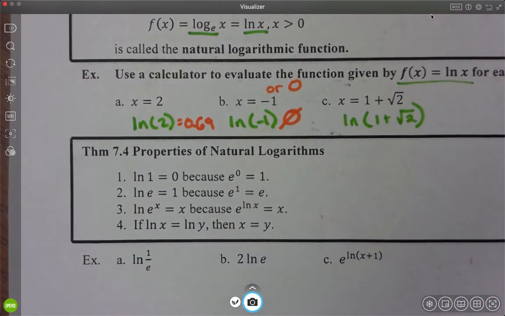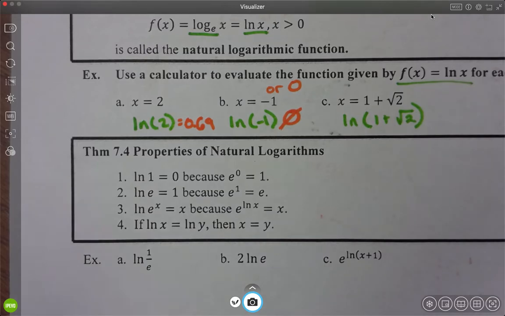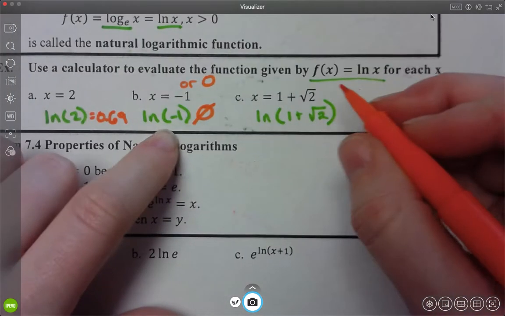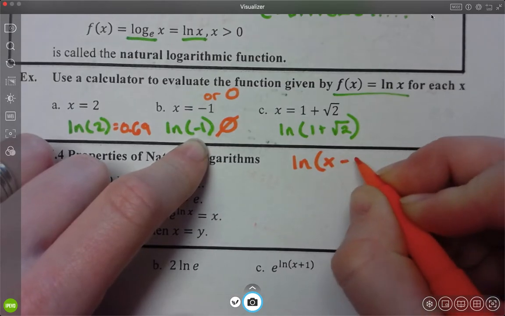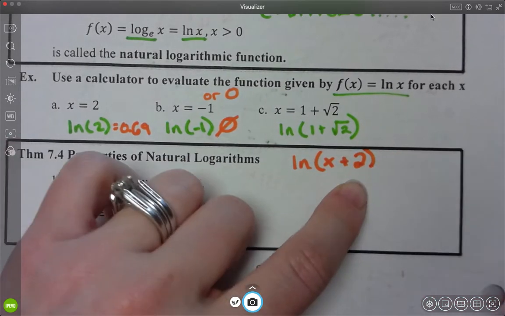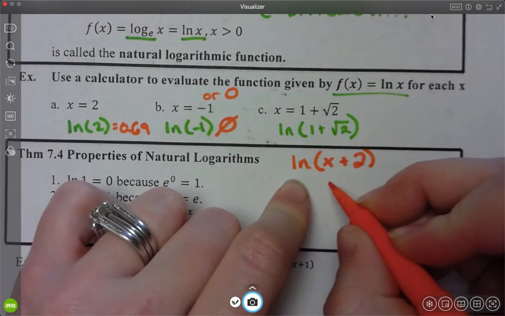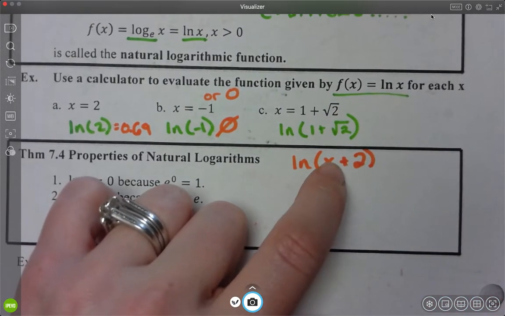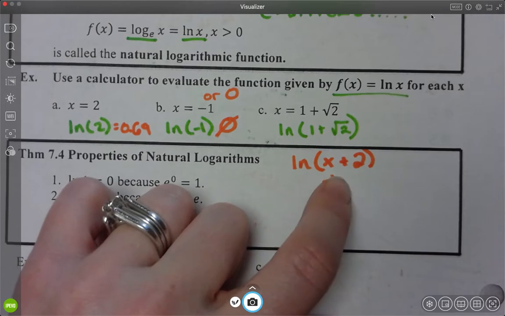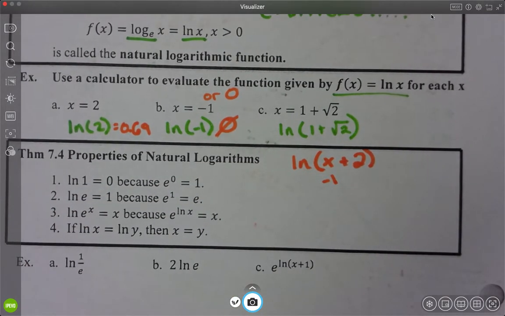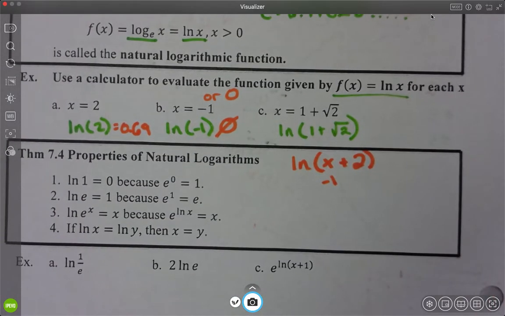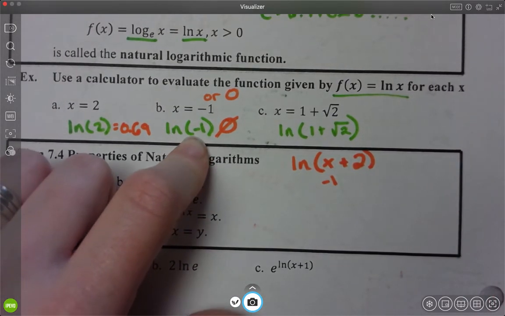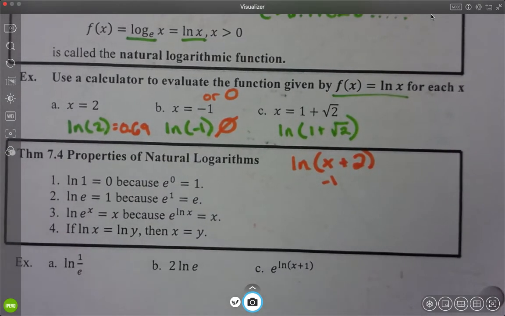Because you cannot evaluate him at 0, that's where his vertical asymptote is, or anything to the left of that, unless he would be like, let's say ln of x plus 2, which would mean I'm moving him 2 to the left. So in that case, I could plug a negative 1 in because negative 1 plus 2 is positive 1. So if I move him, then I can plug in negative numbers, but just straight ln or logs cannot be negative inside those parentheses. Okay.